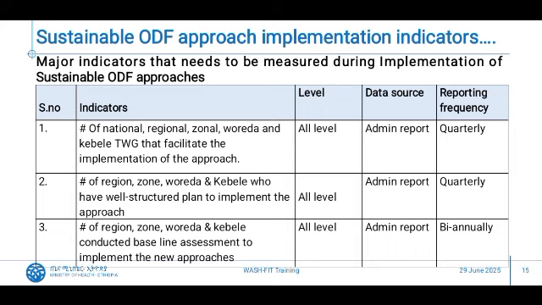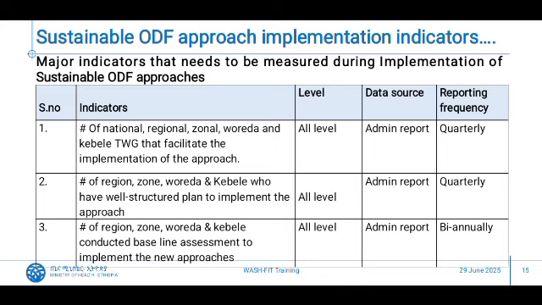Major indicators that need to be measured during implementation of sustainable ODF approaches are: Number 1, number of national, regional, zonal, woreda, and kebele TWGs that facilitate the implementation of the approach. Data source: administration report. Reporting frequency: quarterly. Number 2, number of regions, zones, woredas, and kebeles that have a well-structured plan to implement the approach. Data source: administration report. Reporting frequency: quarterly.